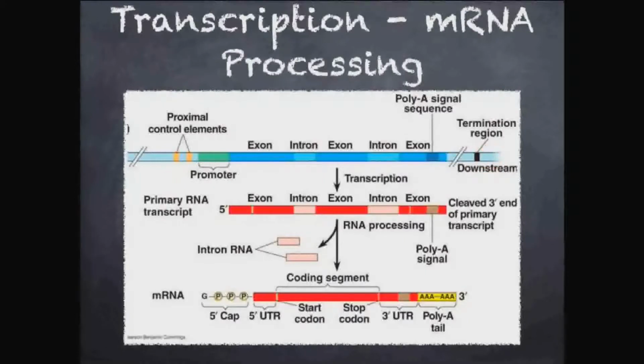So now we've gone from this DNA to this RNA. It doesn't have the promoter region. It doesn't have the downstream termination region. It just has something called exons and introns. And exons and introns are these segments of DNA. And basically, if we're talking about the hemoglobin gene, it is broken up.